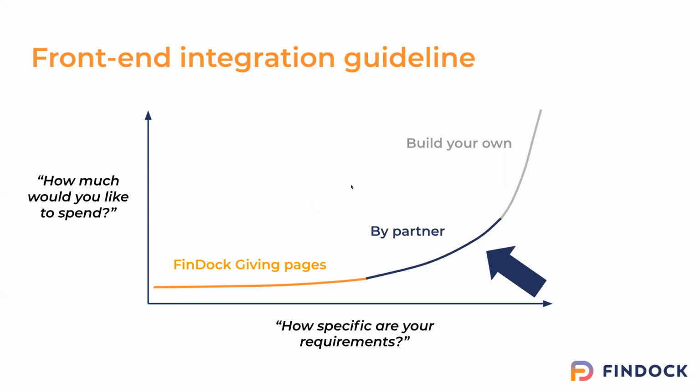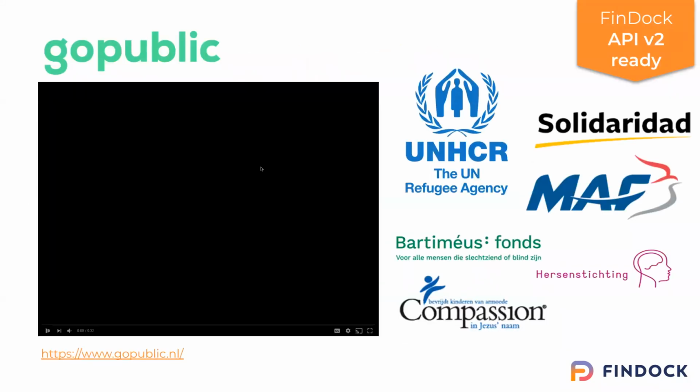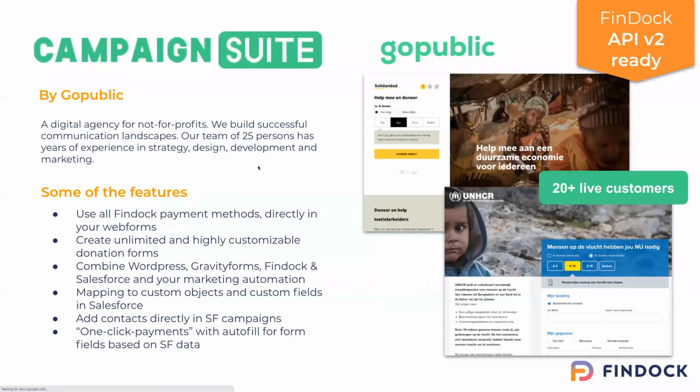The first one I'd like to highlight, one back please, thank you, is CampaignSuite by GoPublic. GoPublic is a digital agency for not-for-profits, and they have been building communication landscapes for years with over 25 people. They have experience in the fundraising industry, in strategy, design, development, and marketing.